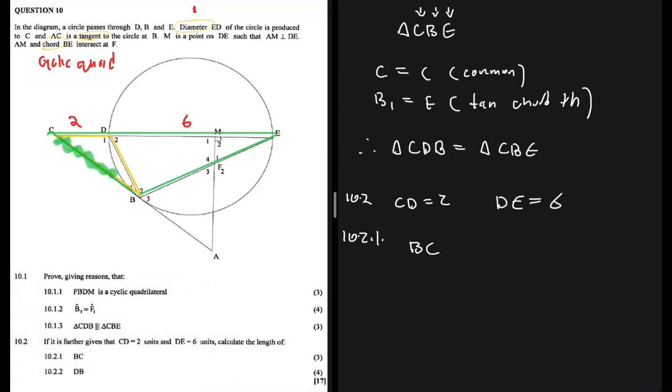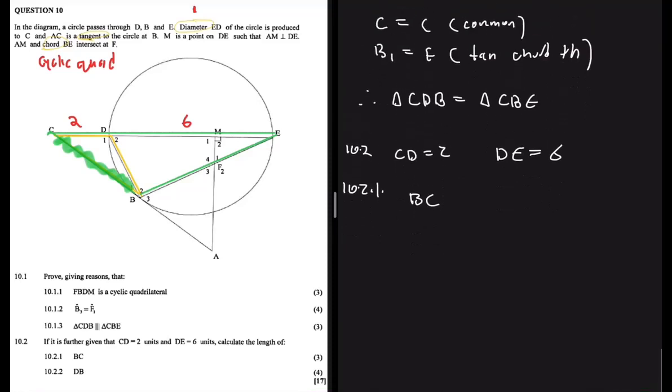BC is this line here, which is the biggest line on the smaller triangle, right? So using similarity, we can say that BC divided by something will be equal to the biggest side on the biggest triangle, right? The biggest side is CE, which is CD plus DE. So we're going to have 2 plus 6 divided by.